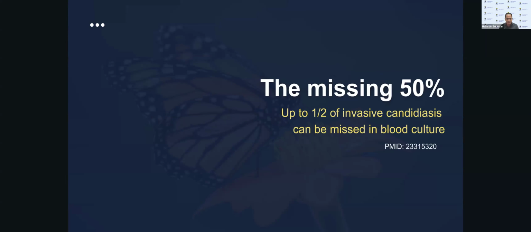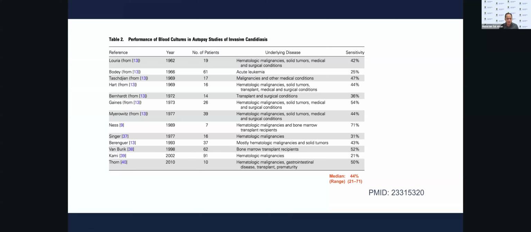So this is a study looking at how up to 50% of invasive candidiasis can be missed in the blood culture. What do I mean by that? This is a study of post-mortem patients, autopsy studies of invasive candidiasis. This patient has confirmed invasive candidiasis based on autopsy findings, and they then linked these autopsy findings to the previous blood culture positivity.